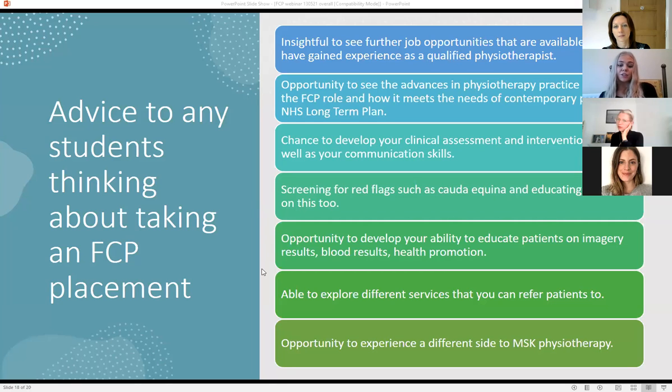And also, finally, just an opportunity to experience a different side to MSK physiotherapy. So just that different environment to your traditional outpatient setting. Just a different opportunity, new things to explore. It was just a really, really good placement overall, and I can't stress enough that it's really important, especially if it's something that you're thinking about going into in the future or something that you're interested in. It was just a really great opportunity. So yes, brilliant placement. And thank you for listening, and I will hand back over to Hannah now if she's ready.